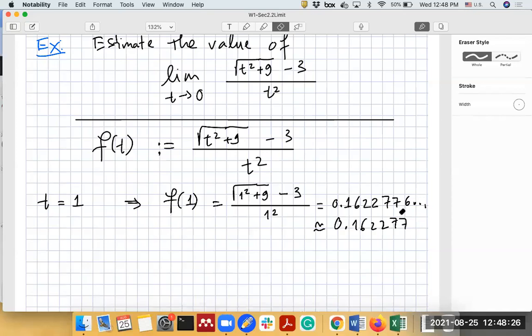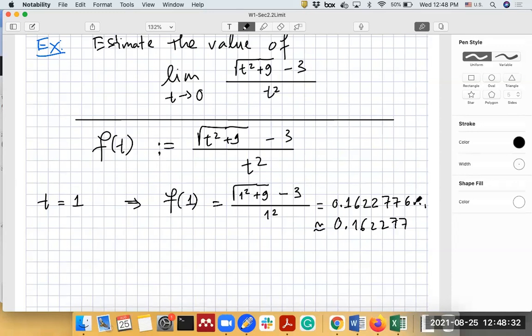Interesting. One more decimal. Is it 6 here? Yes. Oh, interesting. Okay, then it should be 8 here, right? If we keep this. Okay. That is when t is equal to 1.